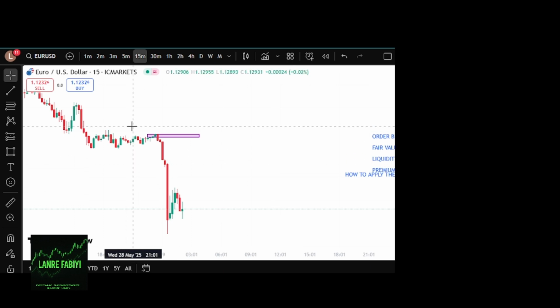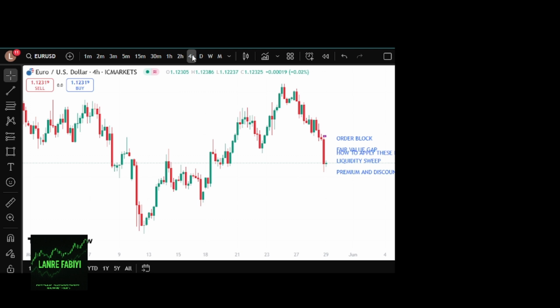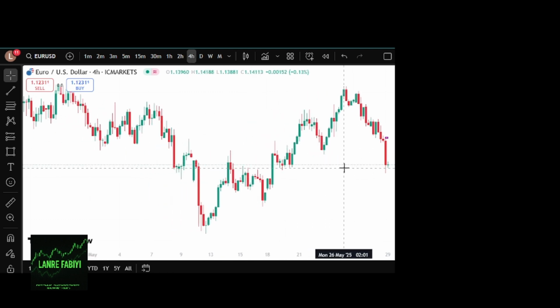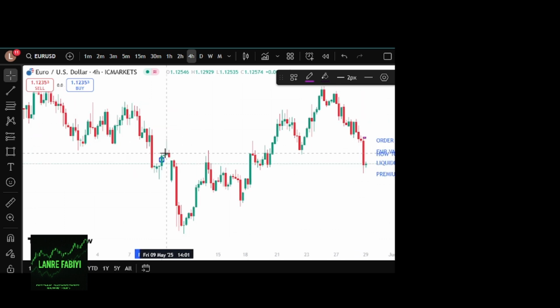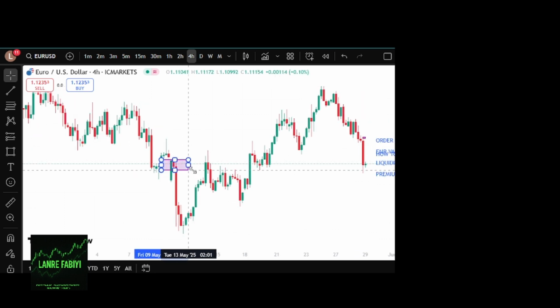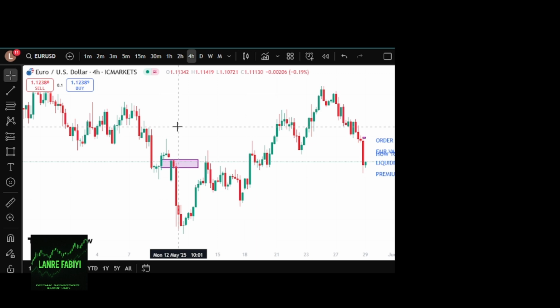Let us spot more order blocks. Let me go to a higher time frame. Let's go to the 4 hours time frame. Look at this. This is another order block. And see this place. This is another order block. Remember, it might be a bullish or a bearish candle. It is just the last candle before the impulse movement. And look at what happened when price got back to that point. There's always a reaction. Price traded down when it got to the order block.